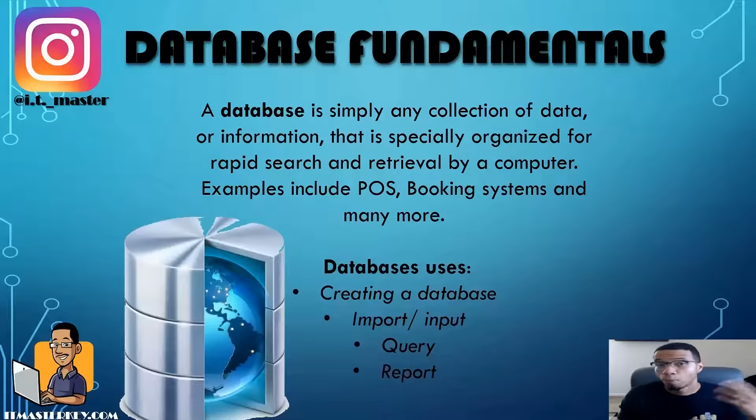So you might have a point of sale, which is pretty much just a database with inventory, whether it's a grocery list, whether it's different shoe sizes, but it's just a database with different types of items in it. Or you can have a booking system to where it'll be able to look up different dates, different times, different locations, and different prices.